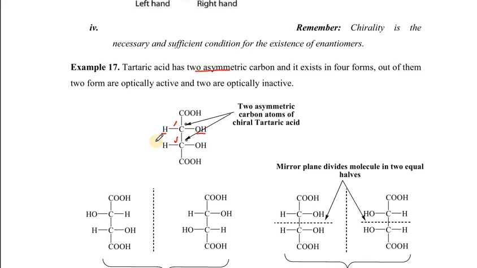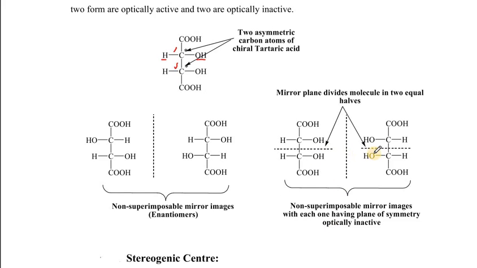they have a plane of symmetry. They can be divided into two equal halves. So it is optically inactive. Now this has a structure which can be divided into two equal halves. Now its mirror image is this. The mirror image can again be divided into two equal halves, so both are optically inactive. So both are non-superimposable mirror images of each other.